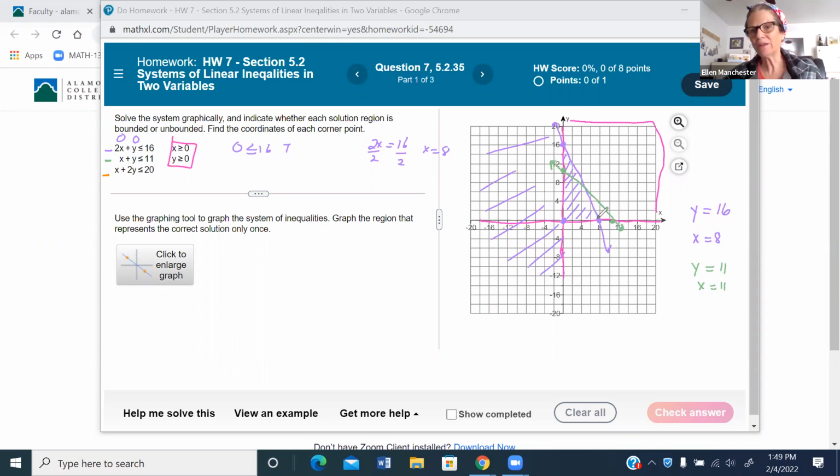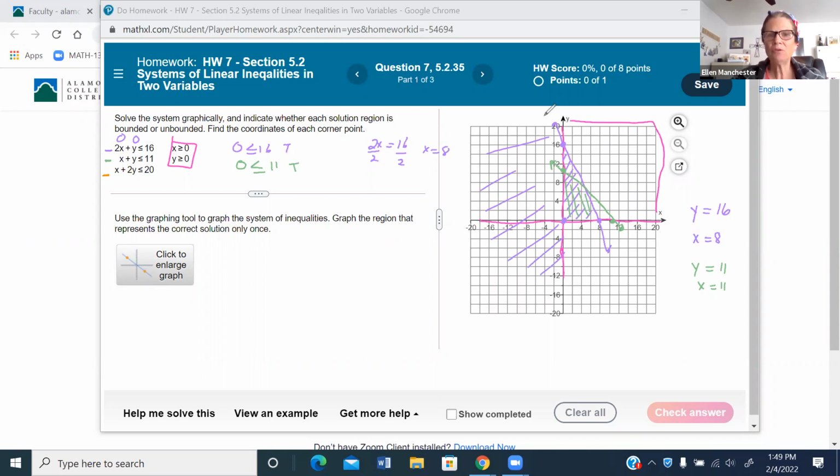Okay, and it is a line. It doesn't stop at those 2 points, but because we're only in this first quadrant, I can stop them there. I come over here. I place my test point in. 0 is less than or equal to 11. This is a true statement. So my shading, you see where it's overlapping? My shading is right there.